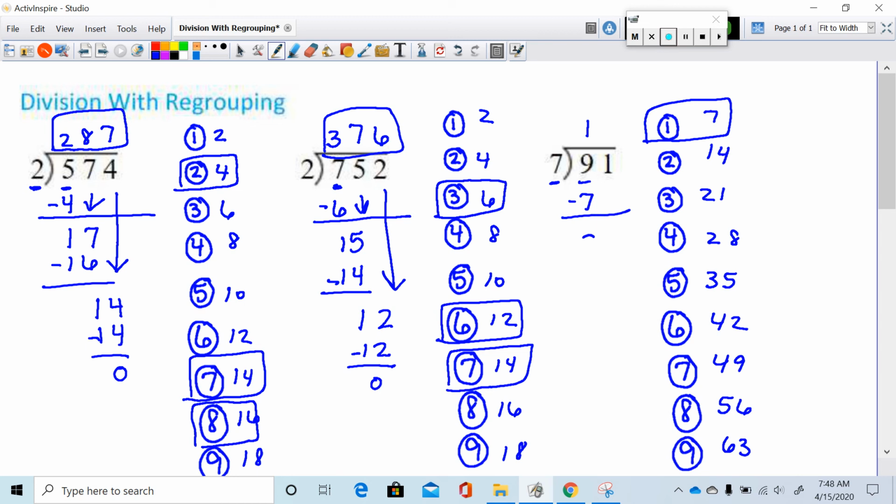9 take away 7 is 2. Bring down the next number, a 1. 21 is on the list. That means the circle number goes up top, and you will not have a remainder.